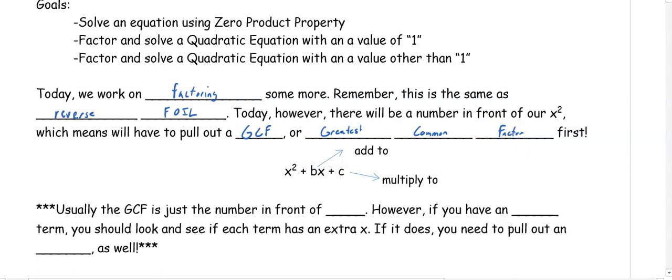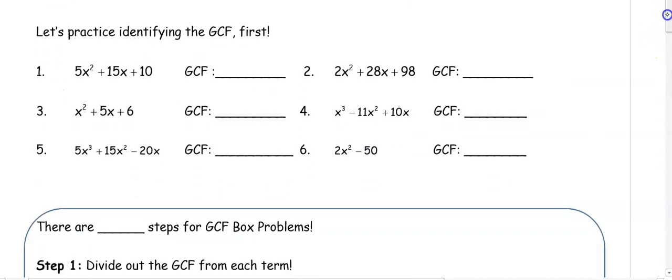So remember that we always want our equation to be x squared, but we're going to have to maybe pull out something that will make it an x squared. So usually the GCF is the number in front of x squared. However, if you have an x cubed term, then you should look and see if each term has an extra x. If it does, you need to pull out an x as well. So sometimes you're going to pull out a number, sometimes you're going to pull out an x, sometimes you're going to pull out both. So we're going to start slowly by just identifying our greatest common factors.